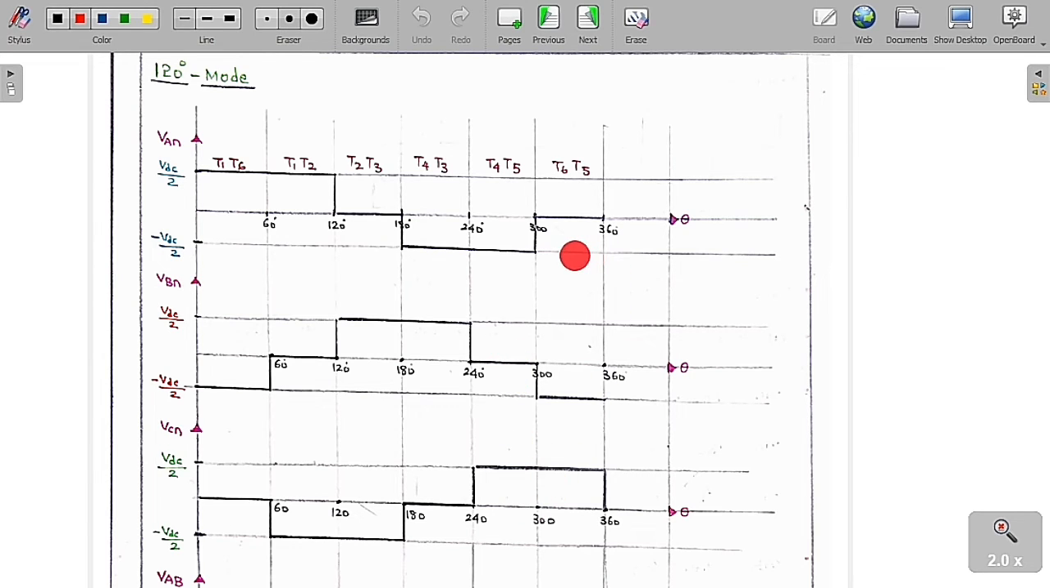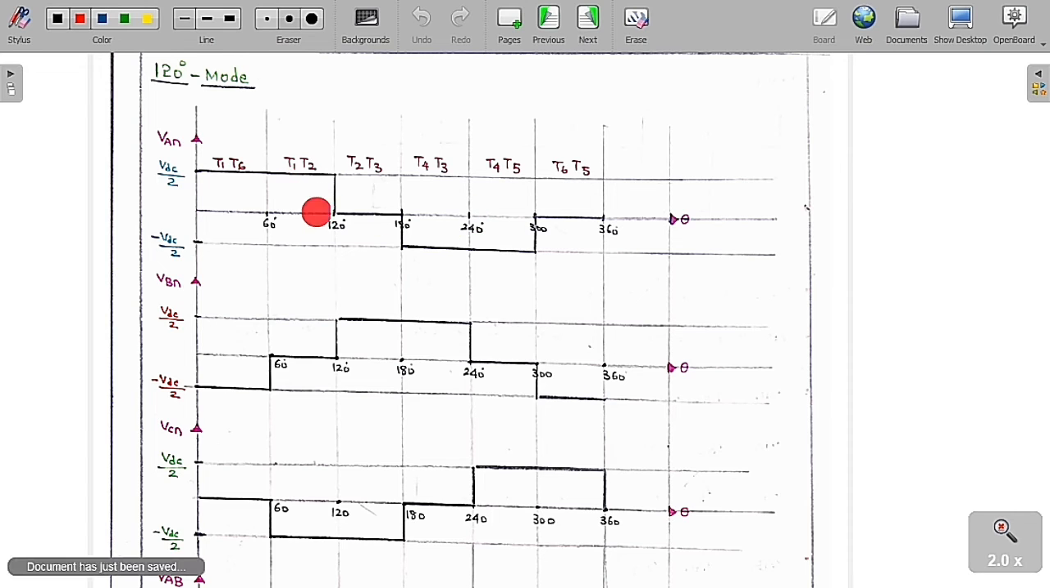Similarly, from 300 to 360 degree, you can see clearly from the control scheme diagram that T6 and T5 are going to connect. If you analyze the circuit with T6 and T5, we are going to get VAN as 0, VBN as minus VDC by 2, and VCN as plus VDC by 2. So these are the graphs that we are going to get.